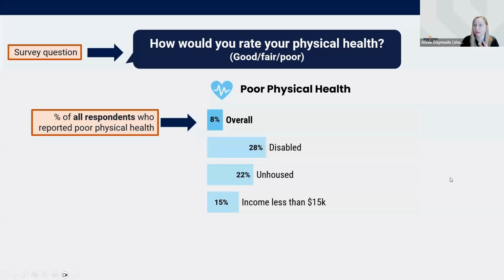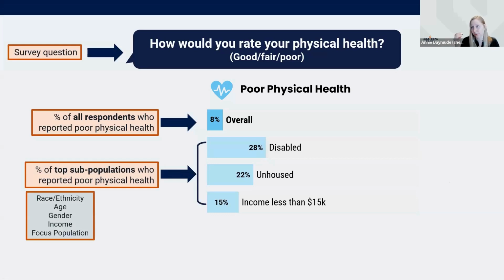Next, we want to look deeper into how that poor physical health differs between different demographic groups of people. We asked folks who took the survey to identify their race, ethnicity, age, gender, income, and if they identify with the focus population. If you can imagine all the different optional responses from those, there's probably 40 or 50 different categories, because we can say these 7 or 8 races, these 6 age groups, these different genders. We look across all the data in those different groupings and ask, among which of those groups did the most people report poor physical health? And then those are the groups that we show on the screen.